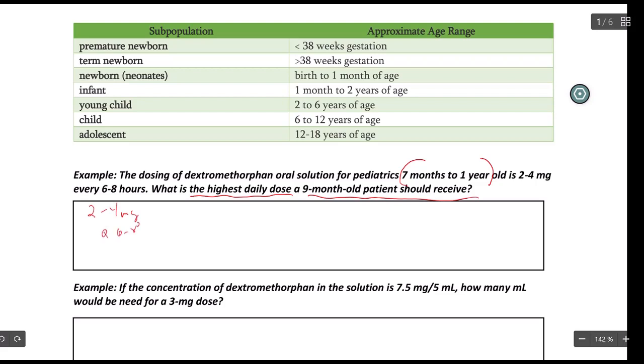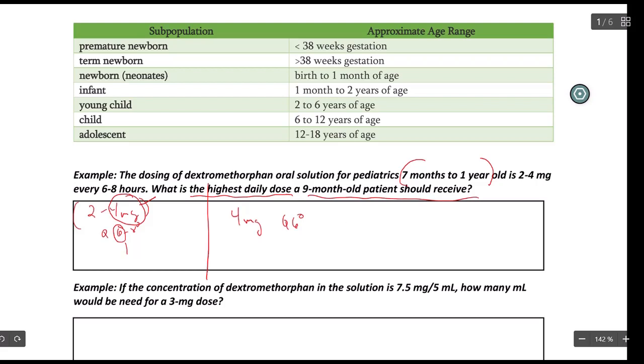But what's the highest dose? Well, the highest dose that a 9-month-old can receive, first, let's look at the dose. They can get 2 to 4 milligrams. The highest dose that they have is 4 milligrams, and they can get it every 6 to 8 hours, which is more times a day, every 6 hours or every 8 hours, well, every 6 hours. So we know now that the most that somebody can take is 4 milligrams every 6 hours. And that's Q 6 hours.